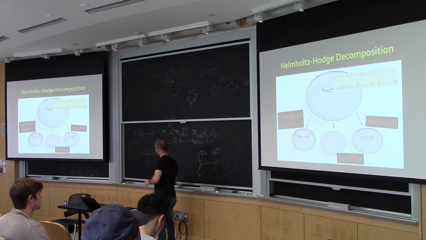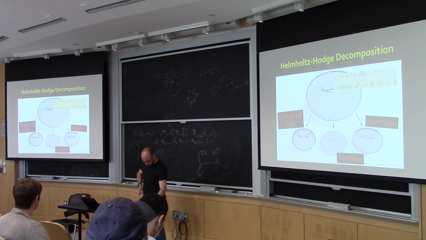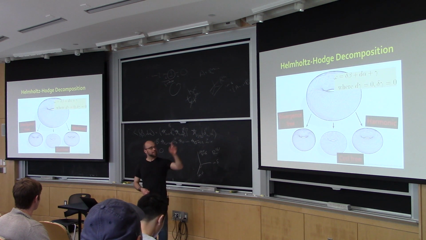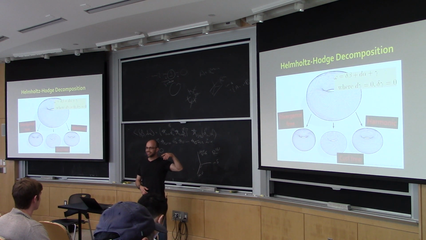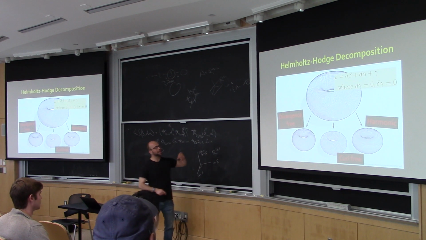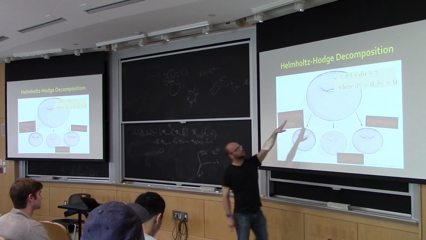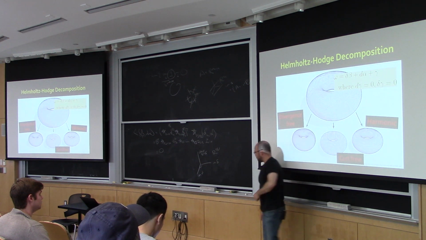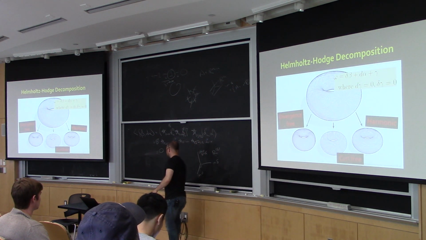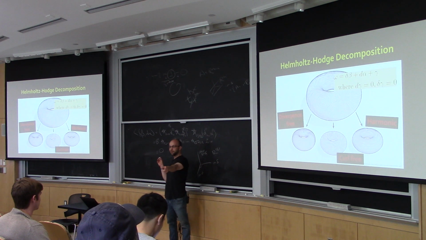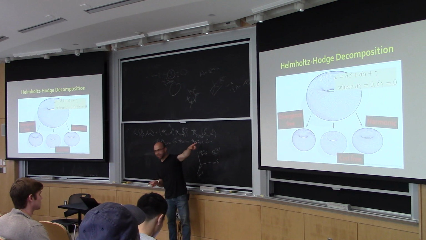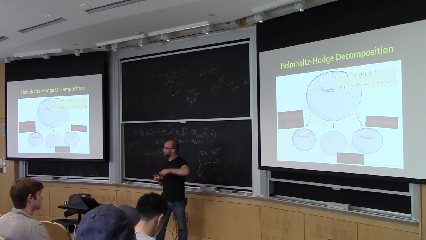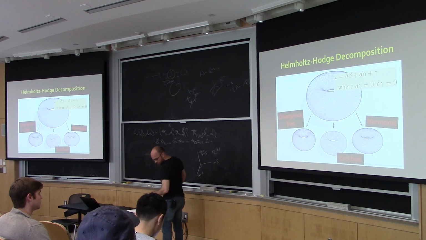Cool. So what did we just show? We didn't quite show what's on the screen here, but we showed something close. We showed that I can take an omega and decompose it as d beta plus d alpha plus gamma. But what we've shown so far is that gamma is orthogonal to the image of these two matrices. And I claim that's equivalent to the two conditions that I've written in this orange box here.